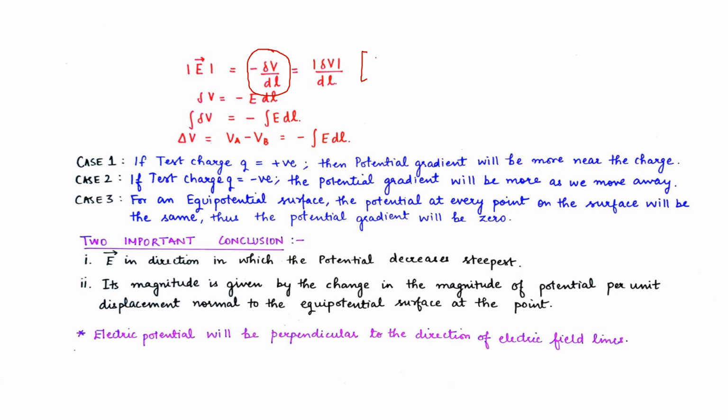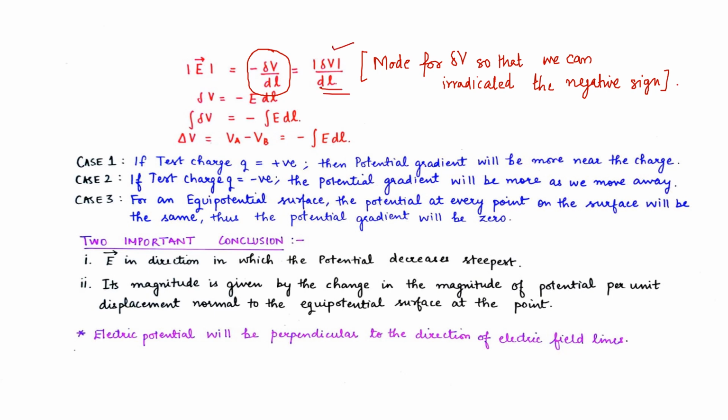Now we took a modulus, or the mod, for del V, so that we can eradicate the negative polarity or the negative sign. Anything you can write, negative sign from here. So this is what we have got finally. Now we will redistribute this equation and integrate it. Over here you can see it's been getting integrated.